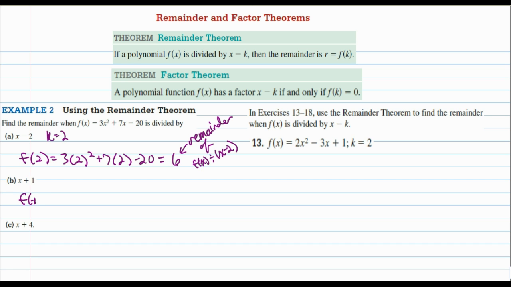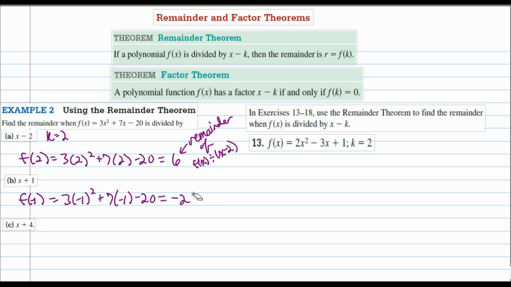Part B asks for the remainder of x plus 1. Well, this k value is negative 1, so I need to plug in negative 1 to the function, and that will get me the remainder. So negative 1 squared is positive 1. 3 plus negative 7 is negative 4, minus 20. So the remainder is negative 24. So negative 24 is the remainder of f when f of x is divided by x plus 1.